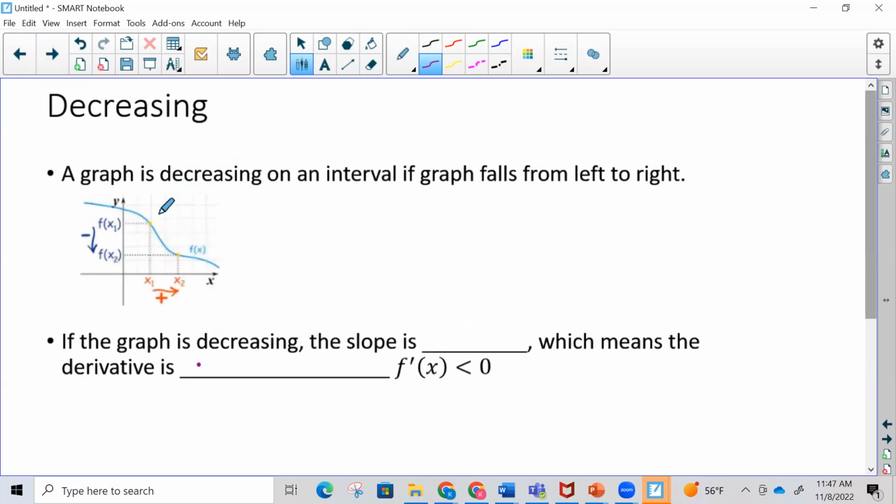Okay, a graph is decreasing on an interval if it falls left to right. So the y values are going down as we go left to right. If the graph is decreasing, the slope is negative, which means the derivative is negative. And then we write it as f prime of x is less than 0, which means that it's negative.